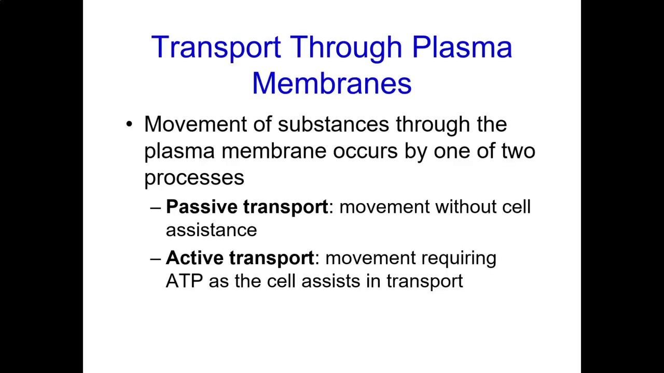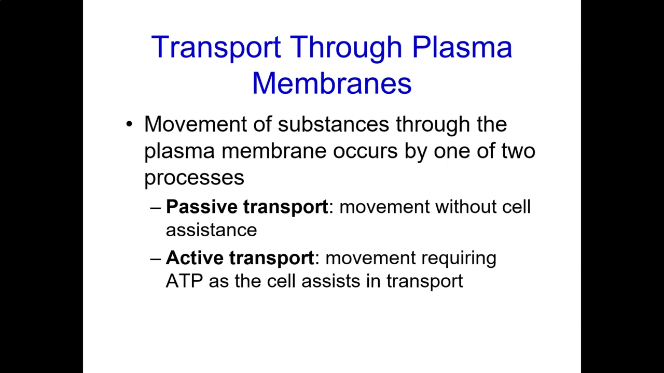Okay, now we're going to talk about transport, basically in and out of that plasma membrane. We already said it was selectively permeable, meaning only some things get in, some things get out. And now we're going to talk about the different ways that things do that.